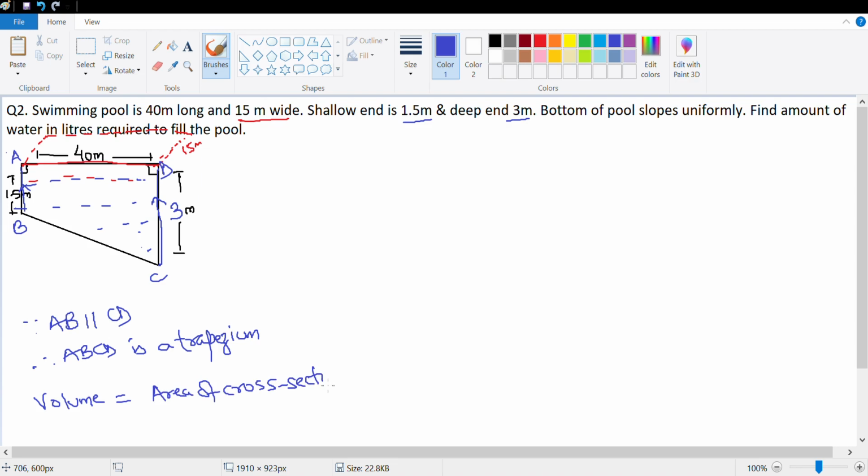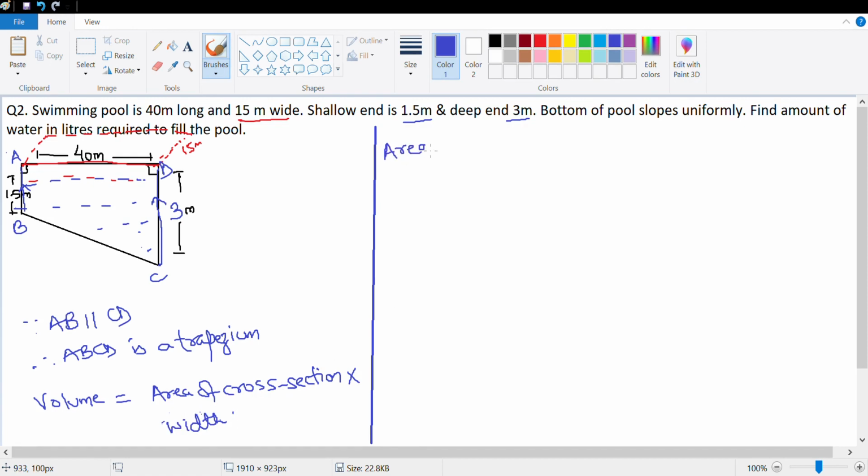multiplied with, in this case, the depth, which is 15 meter, into wide or depth, whichever you call it. So into depth. Let me use the word width because they have used the word width, because depth can be confused with how deep it is. So let me just use the word width. Perfect. So let's find the area of cross section.